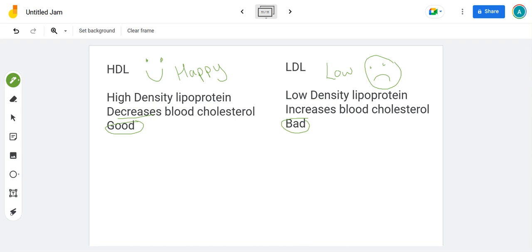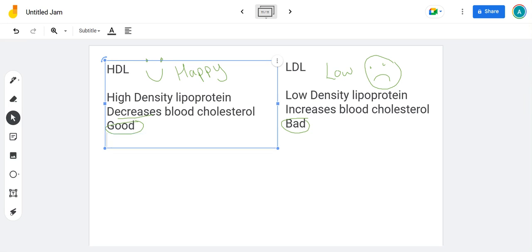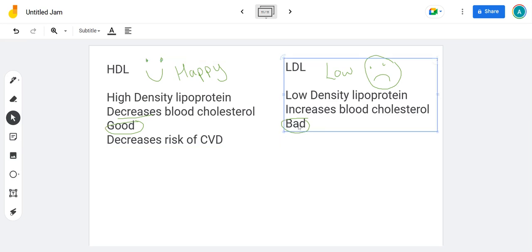So, in terms of someone that has plenty of cholesterol, the HDLs are decreasing our blood cholesterol and therefore decreasing the risk of cardiovascular disease. On the other hand, the LDLs are increasing the blood cholesterol, and any excess cholesterol may end up in the artery wall, may end up forming a plaque, an atheroma, atherosclerosis, etc. So, therefore, it is increasing the risk of cardiovascular disease.